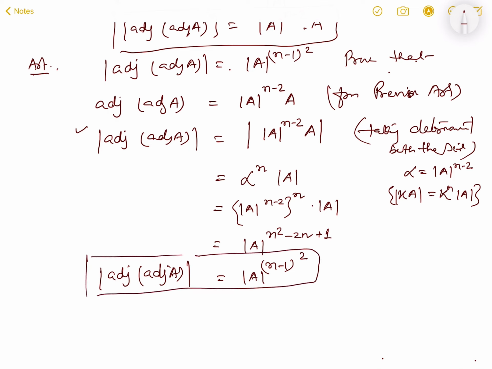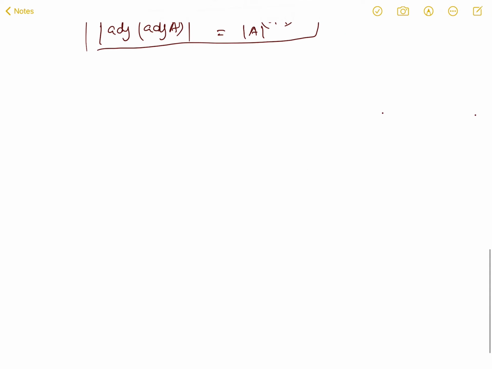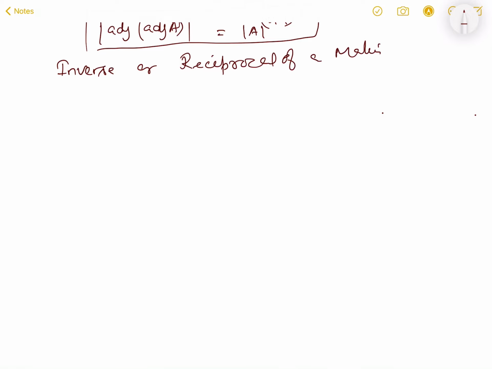This is our objective, to find the value of this. Now the next is inverse or reciprocal of a matrix. Inverse or reciprocal of a matrix.